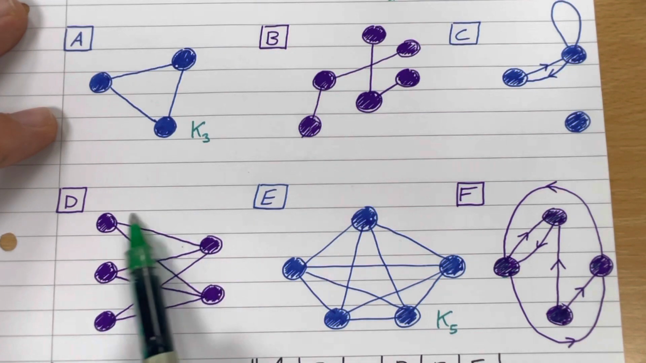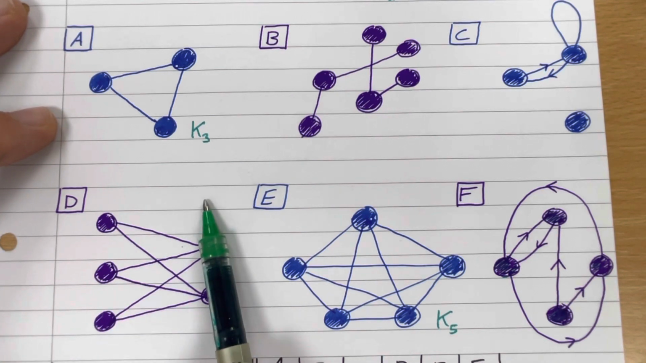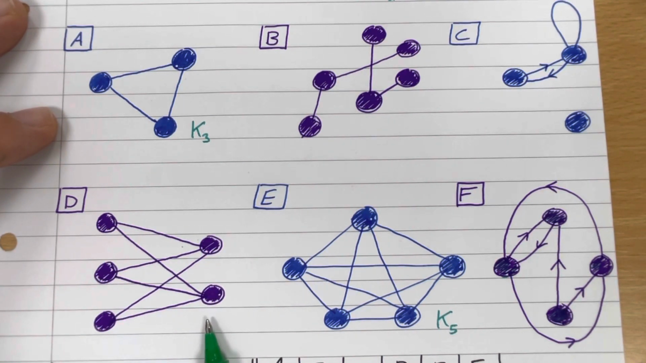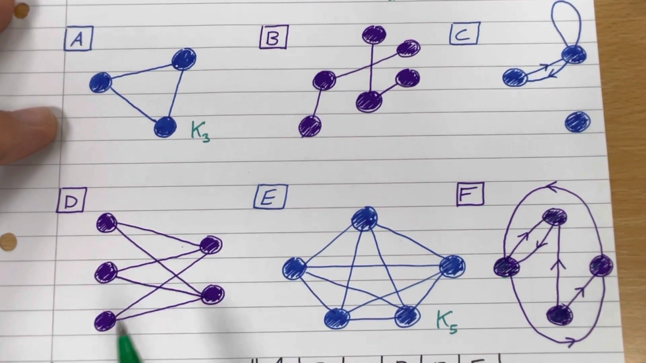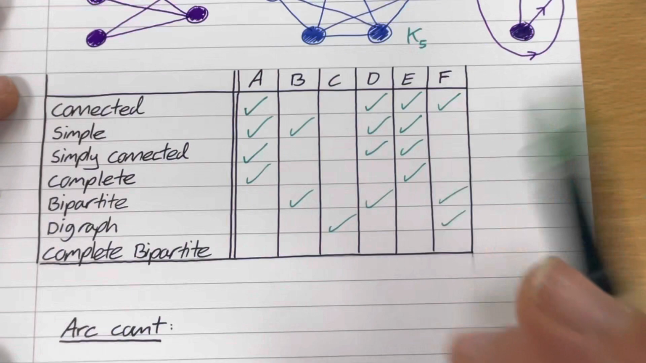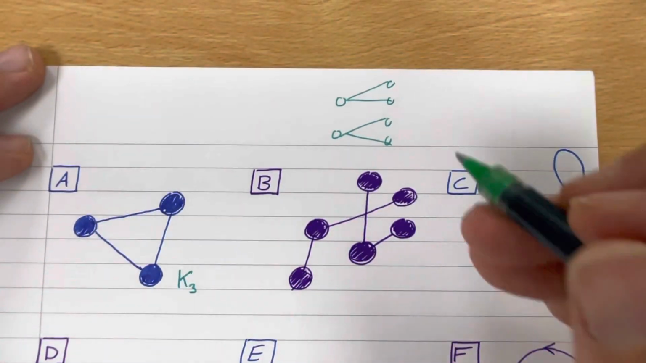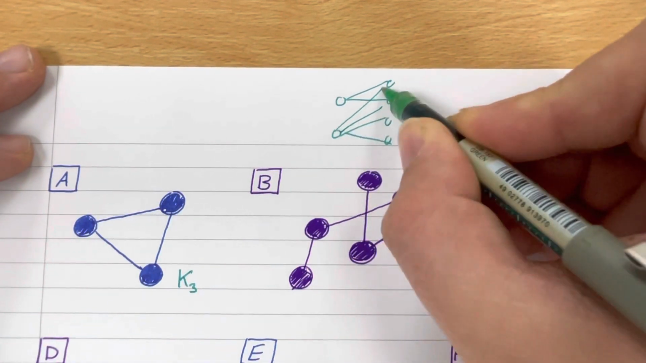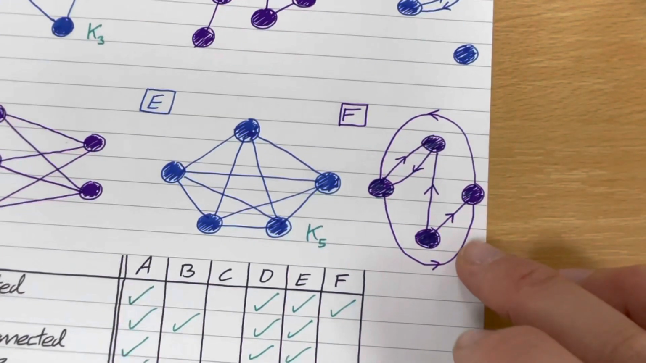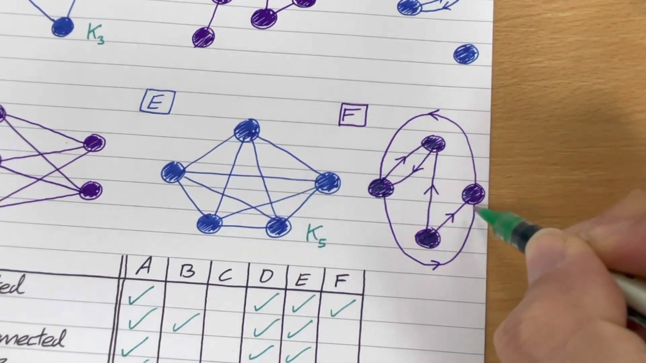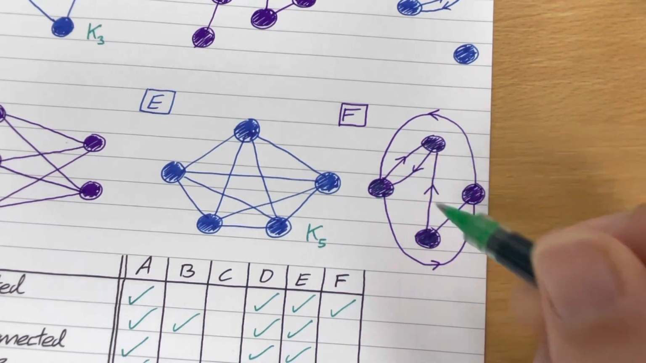So this is classed as a complete bipartite because every node in one group is connected directly to every node in the other group. So it's not a complete graph because these three nodes aren't connected together and nor are these two, but it is a complete bipartite graph. So D satisfies that. This one is clearly not complete bipartite because you would need those arcs and those arcs. And F is also not complete bipartite because you've got two arcs there, so it's not simple.